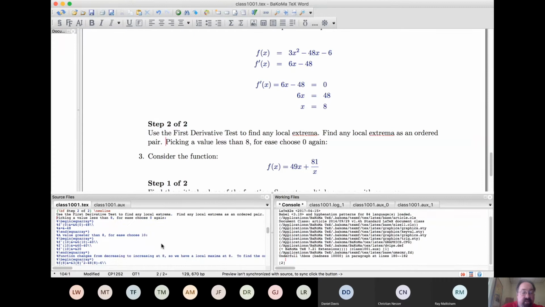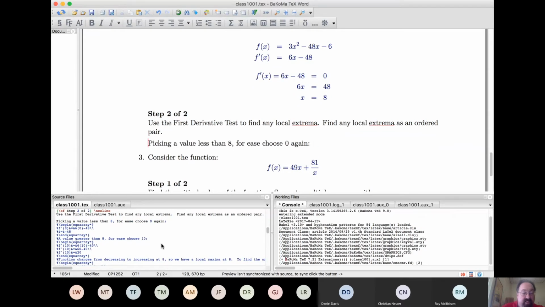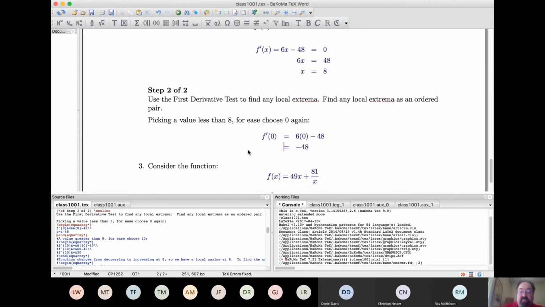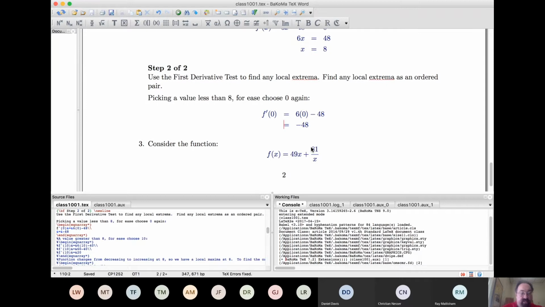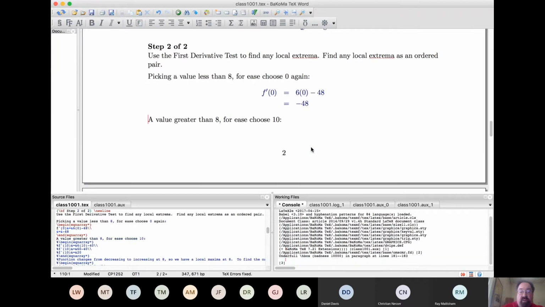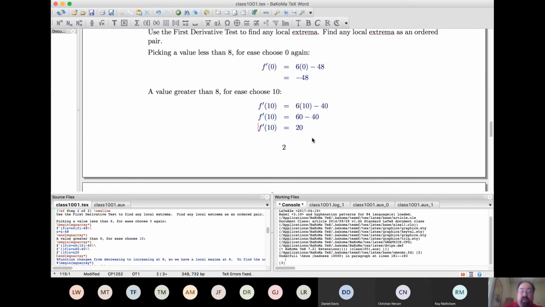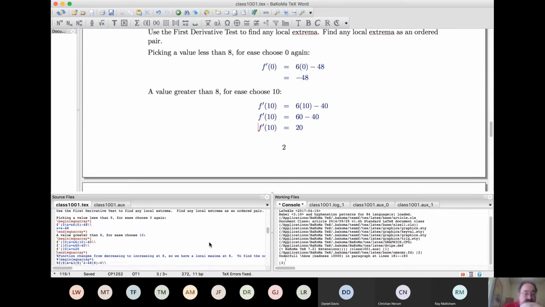First we choose something less than 8, and 0 is convenient. We get a negative value there. So to the left of x equals 8, it is decreasing. You can choose whatever you want greater than 8, so 10, and we get a positive value. So the sign of the derivative changes from minus to plus. It's decreasing, then increasing.